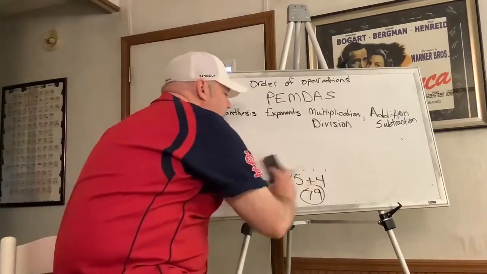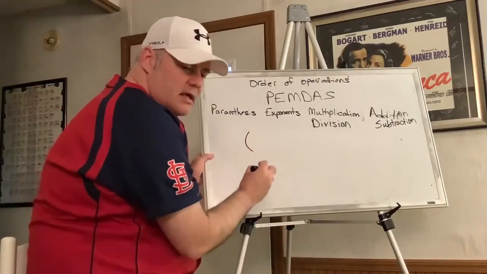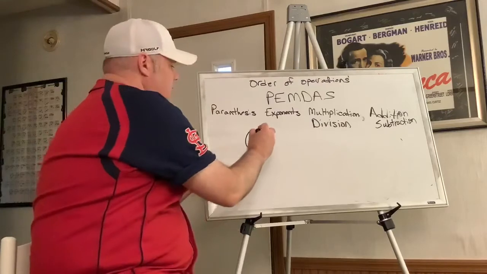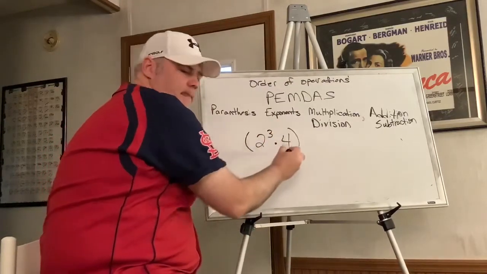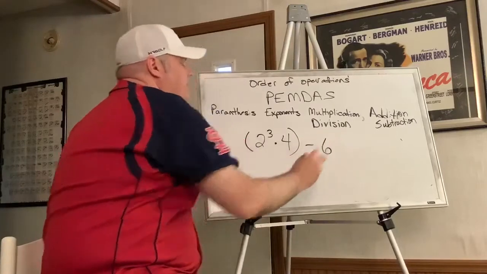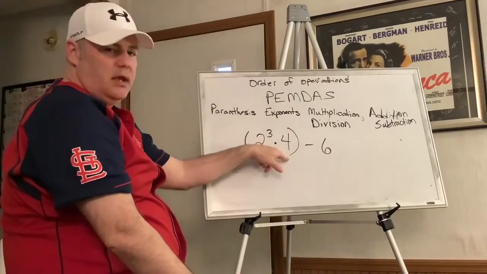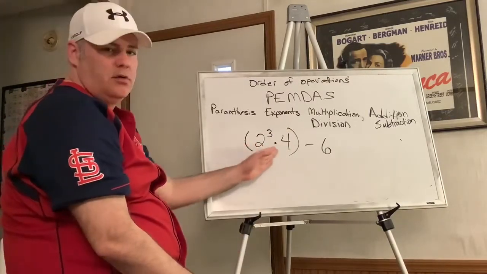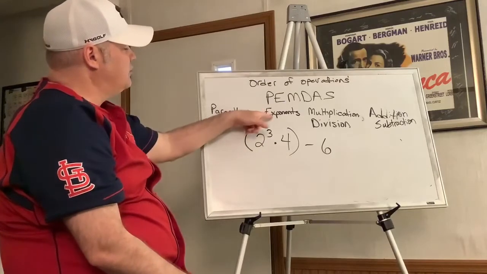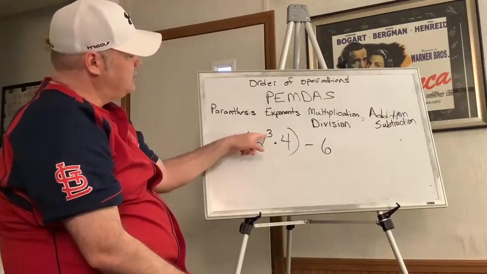Well, what happens if you've got an exponent inside of a parenthesis? So now it looks like this. Well, we start with the parentheses first. Okay, we got to work inside there. But inside the parentheses, you also follow PEMDAS, which means you do an exponent before you do multiplication. So I've got to do this exponent.